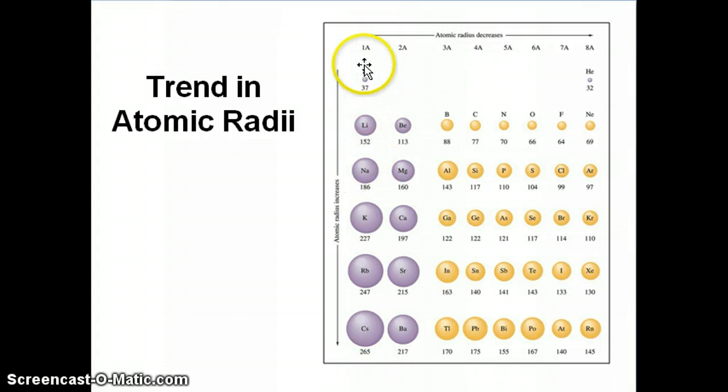Next property I want to talk about is atomic radii, and this is usually fairly easy for students to understand. When you look at the sizes here, you can clearly see that as you go down, things get larger, and as you go left to right, things get smaller. The question is why? Well, again, same idea. When you come down, atomic number increases, but the principal quantum number increases more, right? Because of the shielding and everything.